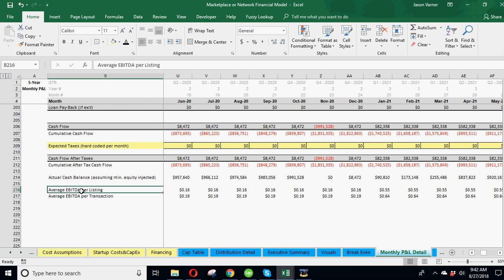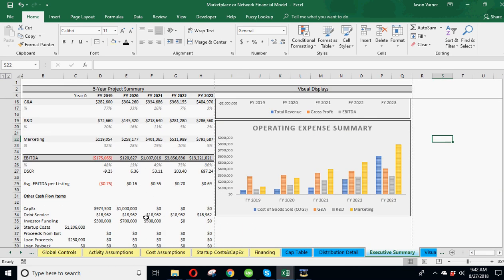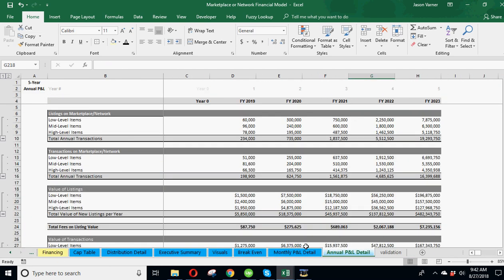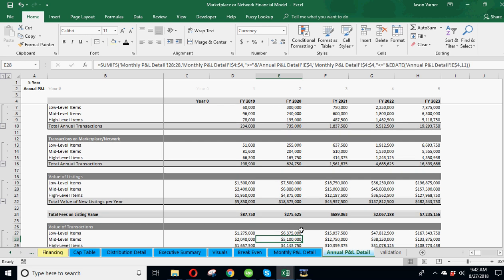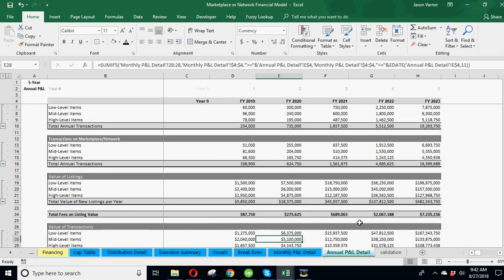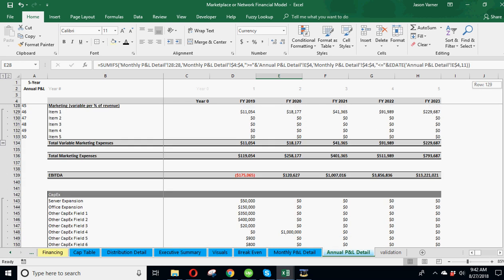Then we've got the cool calculations here, EBITDA per listing, per transaction. You can pick whichever one. I think on the front of it I did EBITDA per transaction. Oh, no, I did it per listing. So that's the monthly. Now the annual is the same exact thing as the monthly, but it's obviously on an annual basis, and that's how I can then easily solve for the executive summary and the high level items. Just pull from this.